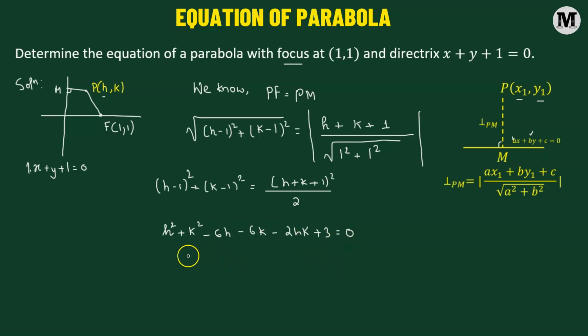Now we are almost done. Now finally what we'll do, we'll replace the value h with x and the value k with y. So that's going to give us x squared + y squared - 6x - 6y - 2xy + 3 = 0. And this is going to be the required equation of the parabola, whose focus is at the point (1, 1), and the equation of the directrix is given by x + y + 1 = 0.